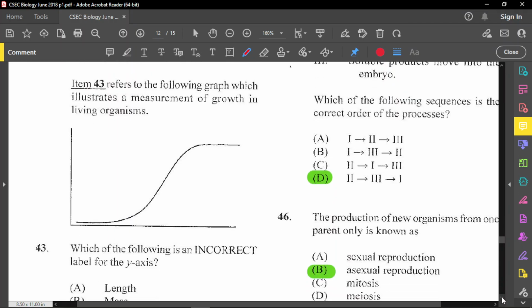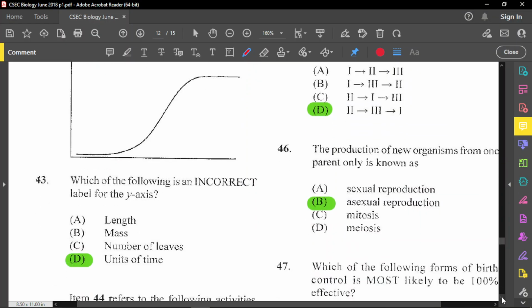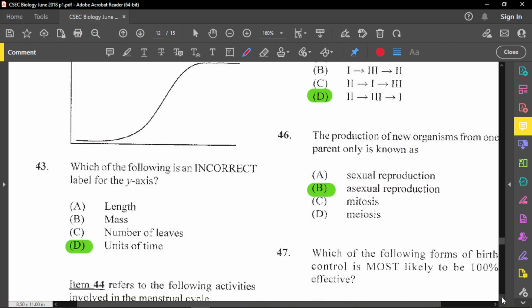Now, item 43 refers to the following graph, which illustrates a measurement of growth in living organisms. And it asks, which of the following is an incorrect label for the y-axis? And so the y-axis unit of time is incorrect because time is an independent variable, and independent variables go on the x-axis. Change in mass, change in length, change in number of leaves, those are y, those are dependent variables.